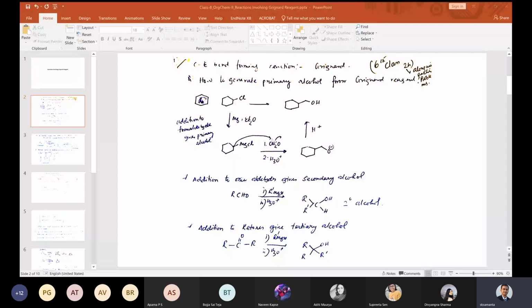Instead of formaldehyde, if you take acetaldehyde or any other aldehyde, one of the hydrogens is replaced by an R group. So whatever you generate will have at least two R groups, so it will be a 2-degree alcohol. If you have to generate a 2-degree alcohol, you take any aldehyde except formaldehyde. Similarly, if you take a ketone, after reaction with Grignard reagent you will get a 3-degree alcohol. That is how you can generate 1-degree, 2-degree and 3-degree alcohols.